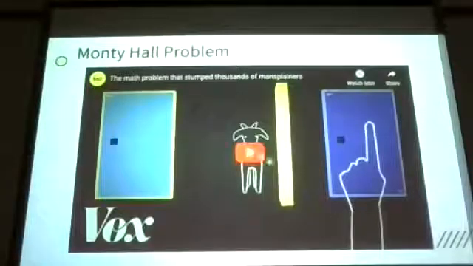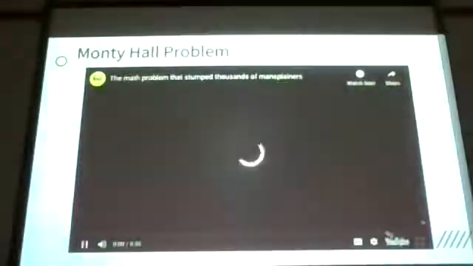So the first thing I want to show you guys is the Monty problem. Has anyone heard of this? Nope? Okay. So I just want to play this little problem to you.